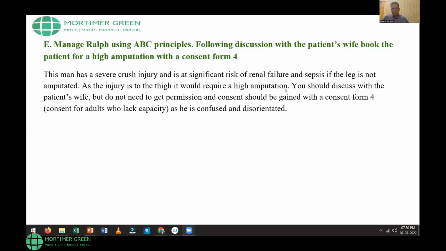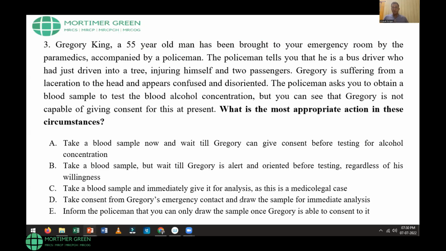Okay, so let's go to the next question. Gregory King, a 55-year-old man, has been brought to the emergency room by paramedics accompanied by a policeman. The policeman tells you that he's a bus driver who has just driven into a tree, injuring himself and 2 passengers. Gregory is suffering from a laceration to the head and appears confused and disoriented. The policeman asks you to obtain a blood sample to test the blood alcohol concentration, but you can see that Gregory is not capable of giving consent for this at present. What is the most appropriate action?